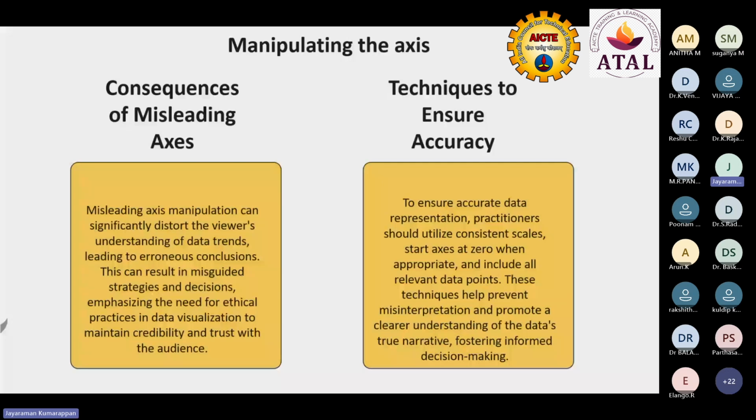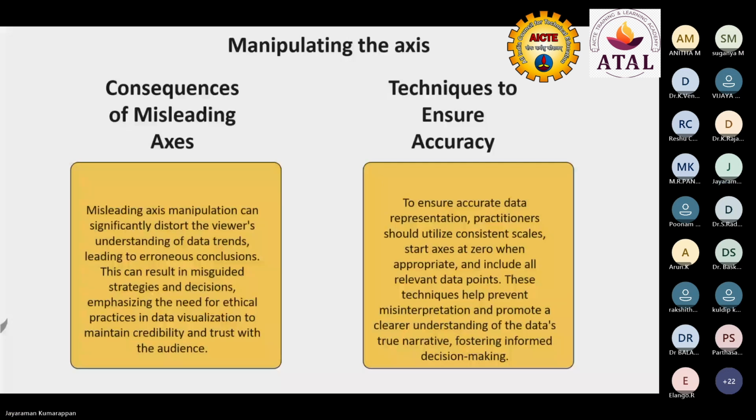The second point: techniques to ensure accuracy. To maintain trust and present data ethically, always start the axis at 0 when dealing with quantities or percentages, unless there is a valid reason to do otherwise. Use consistent scales across similar charts to enable accurate comparisons. Include all relevant data points to provide a complete picture.